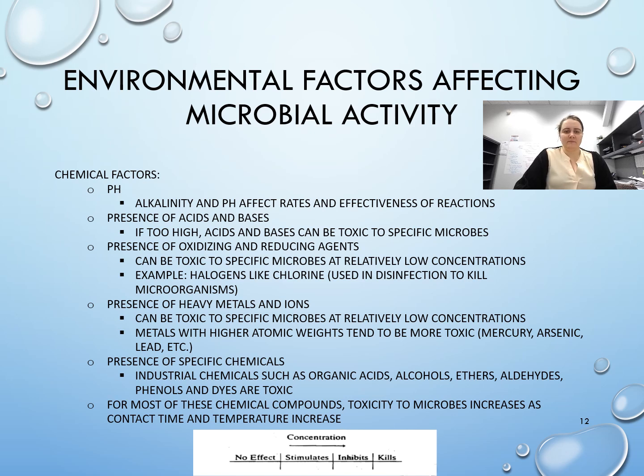The presence of acids and bases, oxidizing and reducing agents, metals, ions, and specific chemicals are all going to have an impact. Some of these are very toxic to specific cells, and sometimes we use that to our advantage, and sometimes that's a very big disadvantage. So basically, what's on this slide, if you look at these different examples, is all of the different ways that chemicals can impact your microorganisms.